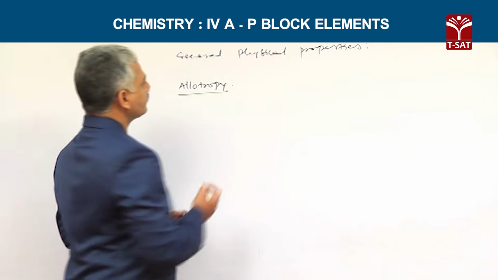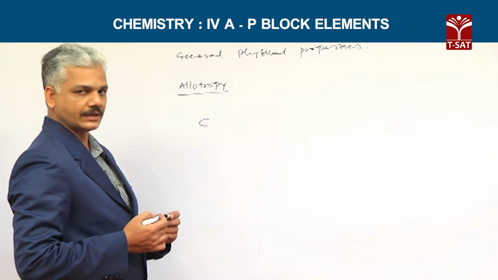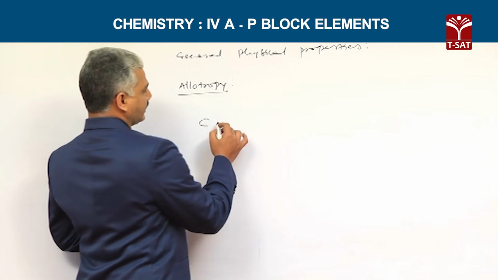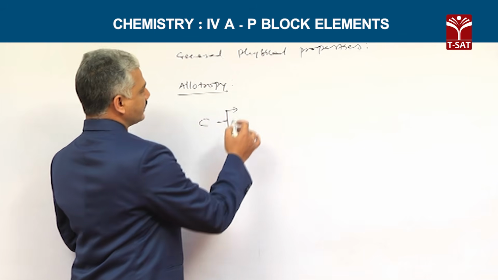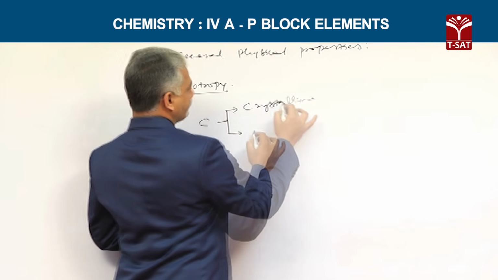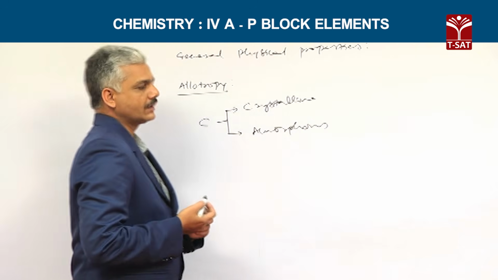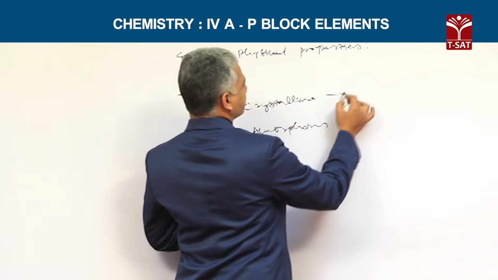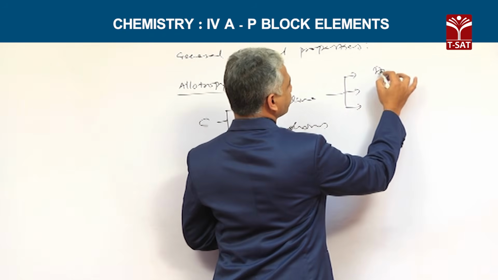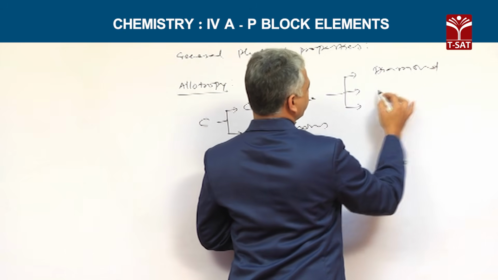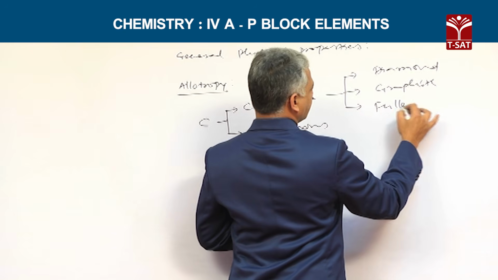In case of 4th A group elements, we will study carbon allotropic forms in detail. In nature, carbon is available in two distinct allotropic forms. One is called the crystalline form and another one is called the amorphous form. Crystalline forms are further of three types: diamond, graphite and fullerenes.